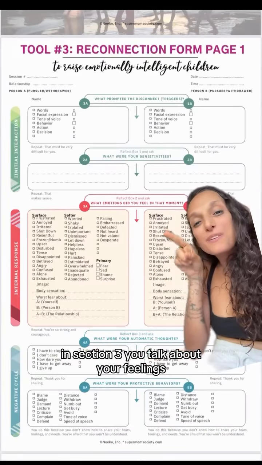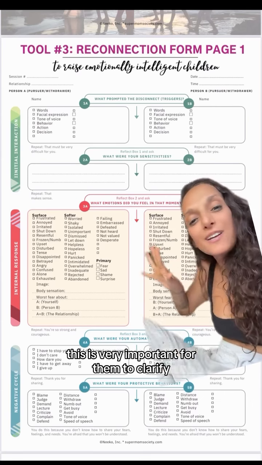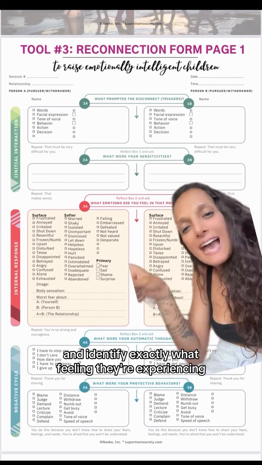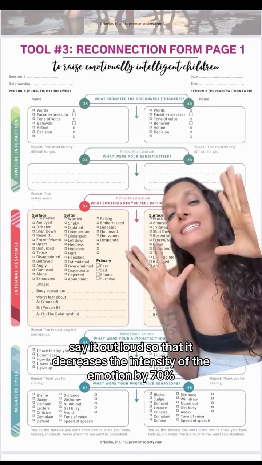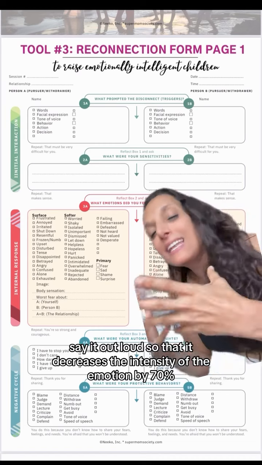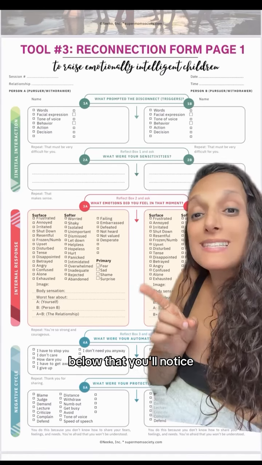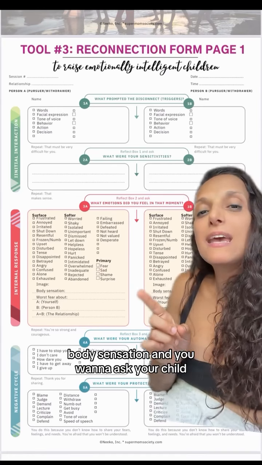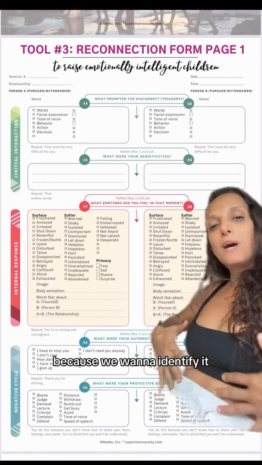In section 3, you talk about your feelings. This is very important for them to clarify and identify exactly what feeling they're experiencing. Say it out loud so that it decreases the intensity of the emotion by 70%. Below that, you'll notice body sensation, and you want to ask your child, where do you feel it in your body? Because we want to identify it.